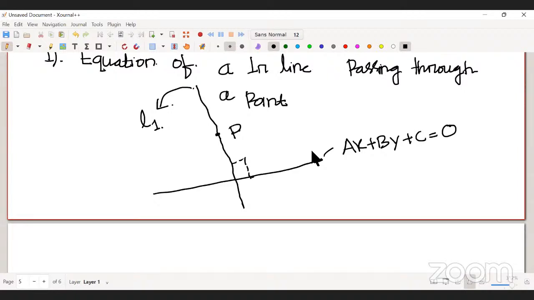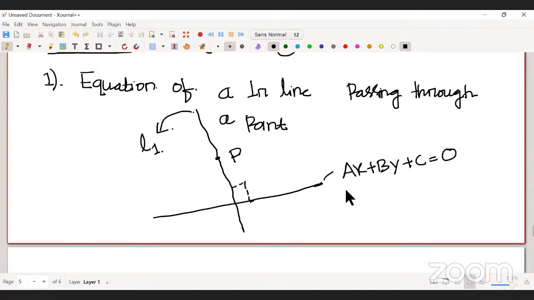With the help of theta we find tan theta, the angle of inclination. We can find the slope of the line, or m into m1 equal to -1. There is a formula, sir, for this. Not a formula, it's more or less easy.